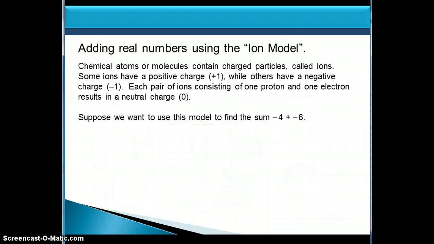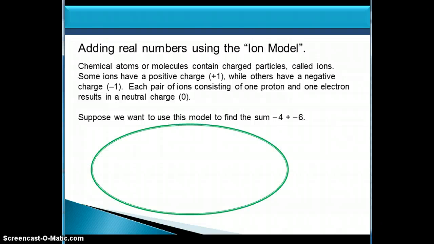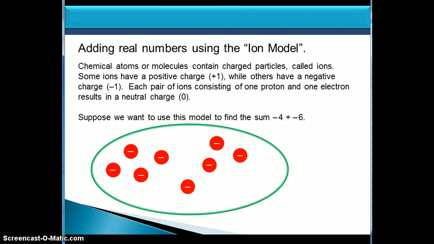Now let's use this model again to find the sum of -4 plus -6. So here is our atom or molecule, and we start out with 4 negatives, 1, 2, 3, 4, and then we're going to add to that 6 negative charged ions. 1, 2, 3, 4, 5, 6.